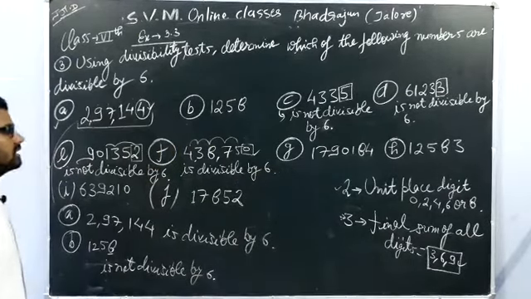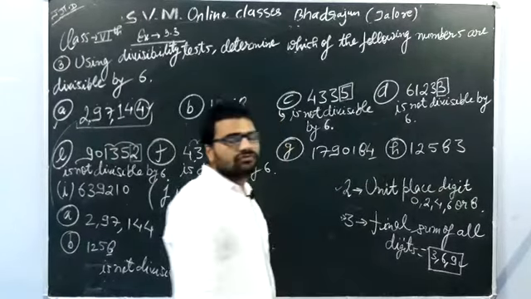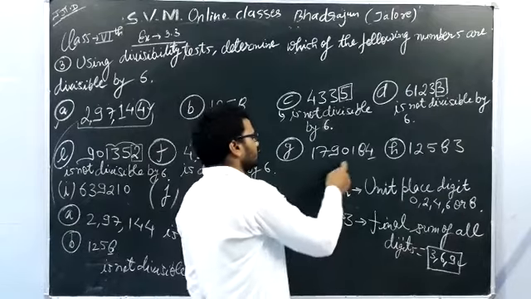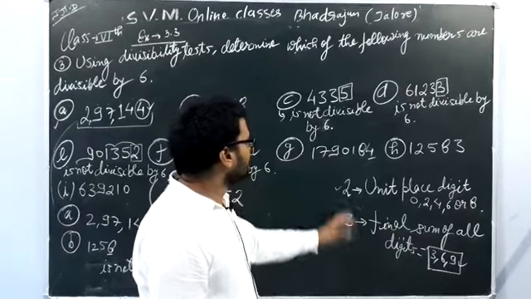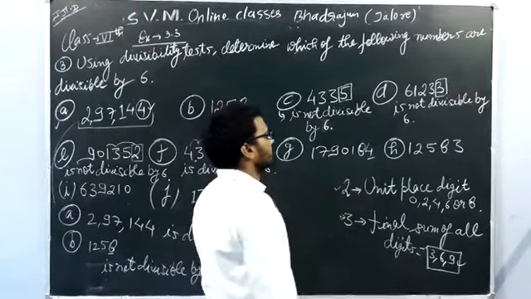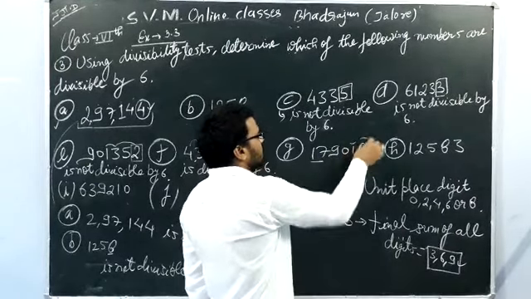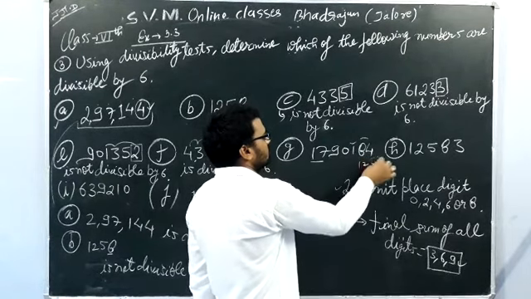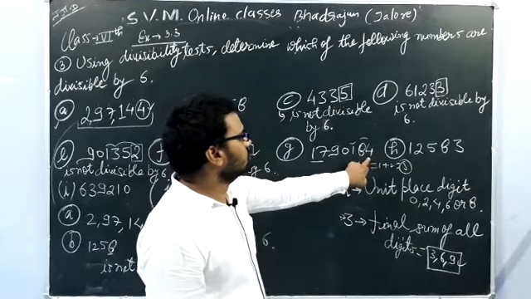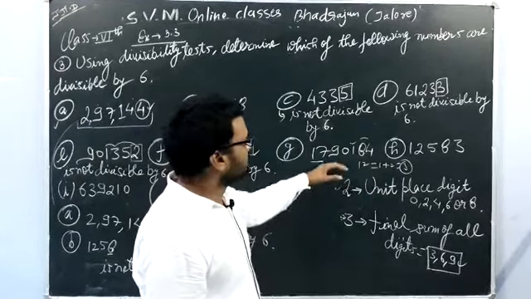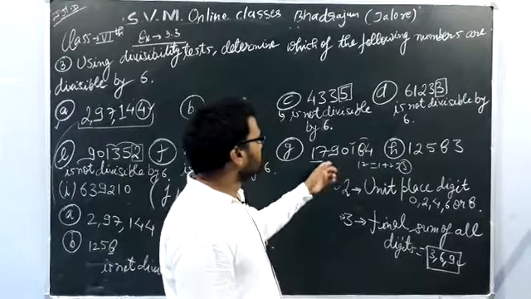Now let us move towards our next part, which is G. Here we are seeing the unit place digit is 4, so the number is divisible by 2. For the sum of all digits: 1 plus 7 is 8, 8 plus 8 is 16, 16 plus 9 is 25, 25 plus 4 is... the final sum is 3. Having unit place digit as 4, the number is divisible by 2, and having the final sum of all digits as 3, the number is also divisible by 3.